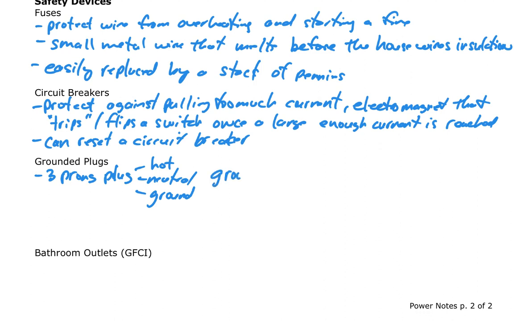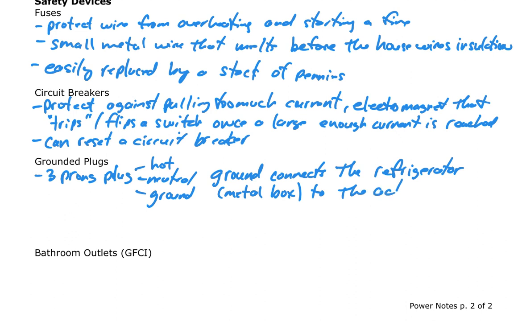So the ground connects the refrigerator metal. So the actual metal part of the refrigerator, the metal box, connects to the actual ground. So we talked about grounding in our electrostatics unit, and there's a wire, and many times it's green, and it goes right to a metal post that's dug somewhere in the backyard. So in the 3-prong plug, the 3rd prong of the wall, the 3rd part of the receptor in the wall, there's a wire in there that goes right to the ground.